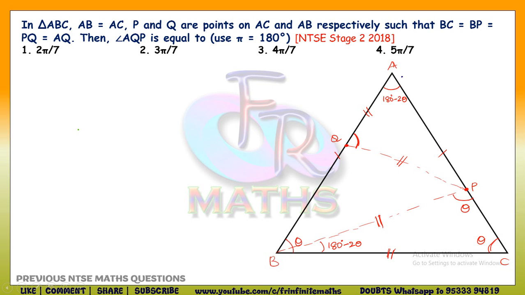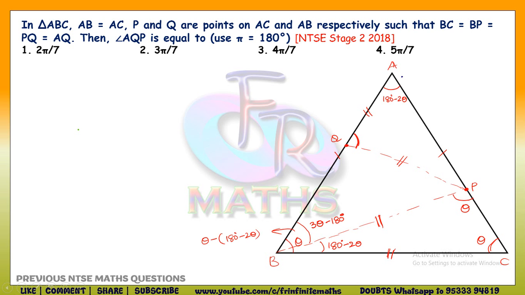So when this is 180 degrees minus 2 theta, then what about this angle? Since this whole angle is theta, from theta I need to subtract 180 minus 2 theta. So theta minus of 180 minus 2 theta. Minus of minus is plus, so theta plus 2 theta is 3 theta. So this angle I can write as 3 theta minus 180 degrees.